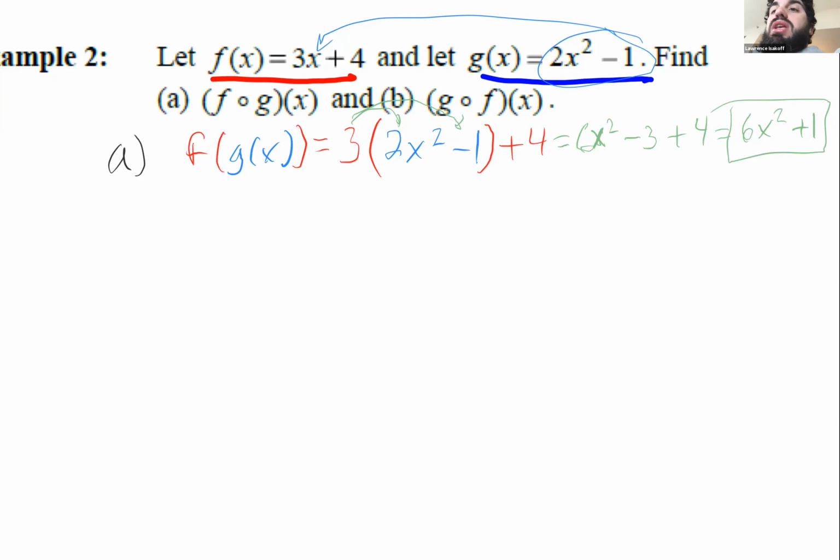Now, the next one going the other way is going to be slightly more complicated because we're having to plug in where it says x squared. So let's take a look at that. Or actually, first, do we have any questions on part A? Not seeing any questions in the chat.